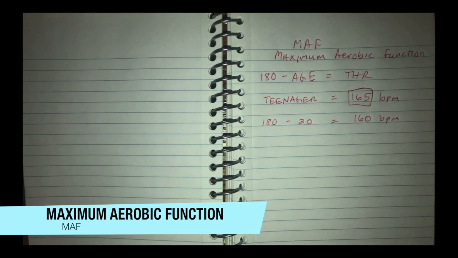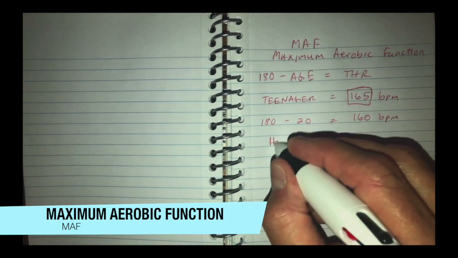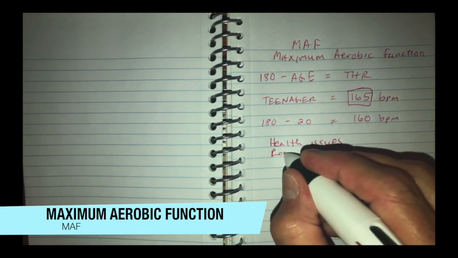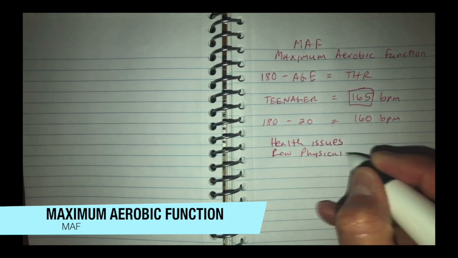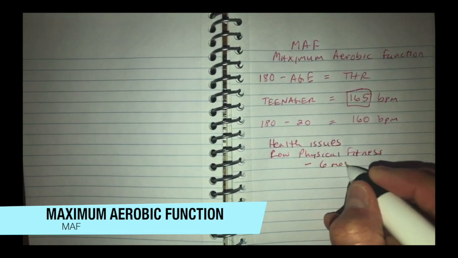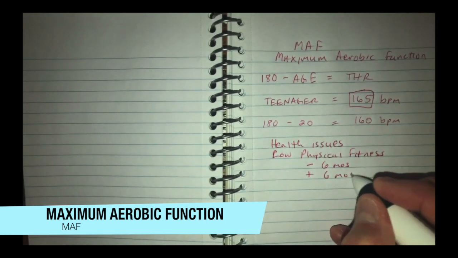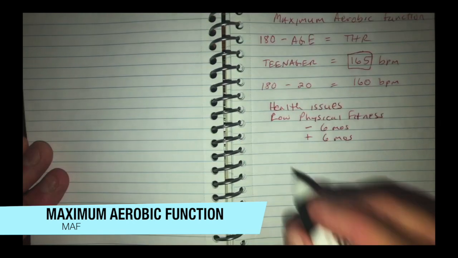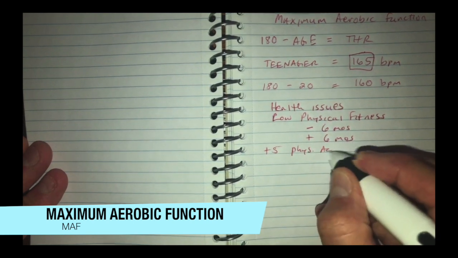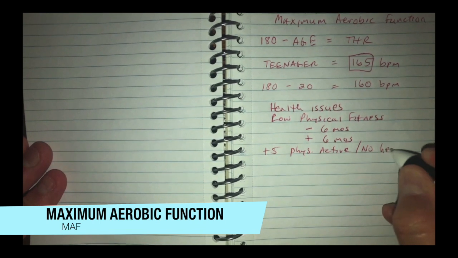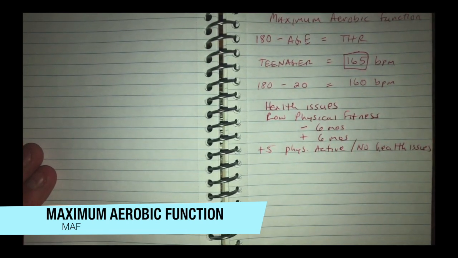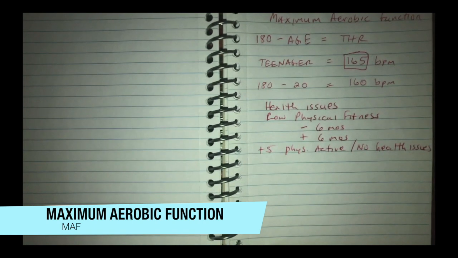The only variables in this formula are going to have to do with any type of health issues or a low physical fitness. And what that means is if you haven't been active for 6 months, or you have been active for 6 months, that's when we're going to start looking at taking away or adding. We can add 5 if we have been physically active and no health issues. Health issues such as asthma, or you just came off of a cold or a flu, any type of ailments that would prevent optimal physical activity, you don't ever want to add 5.